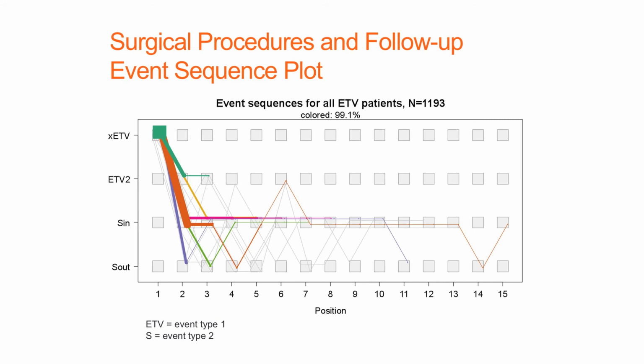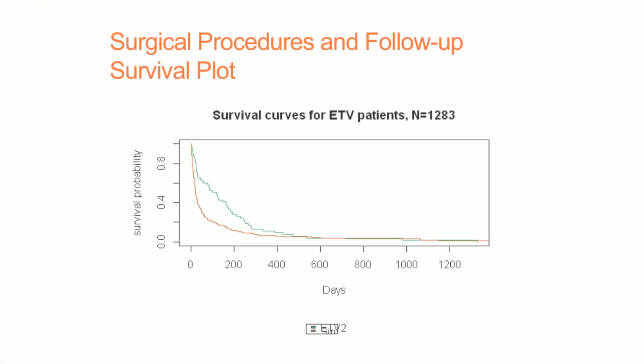So this is a graphical way of depicting event sequences and what happens in a sample. Treminer can also create survival curves. So we had just the index ETV and any following ETV or any S surgery afterwards. Okay, here's another way that I've been using sequence analysis, and this is another way that wasn't developed for this.